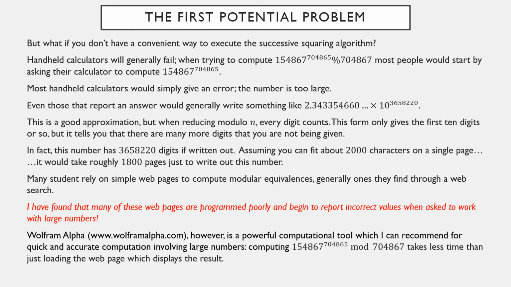Wolfram Alpha, okay, here's a shameless plug, they're not a sponsor or anything, but wolframalpha.com is a powerful computational tool. I recommend it. It will give you correct responses. If you just type in 154,867 to the 704,865 mod 704,867, the time it takes to perform the computation is less than the time it takes to load the web page, and it will just show you the result.